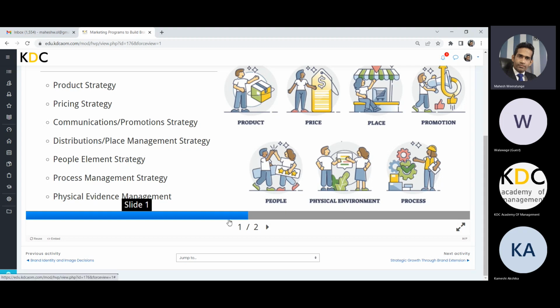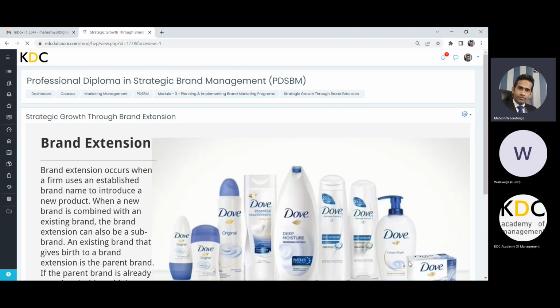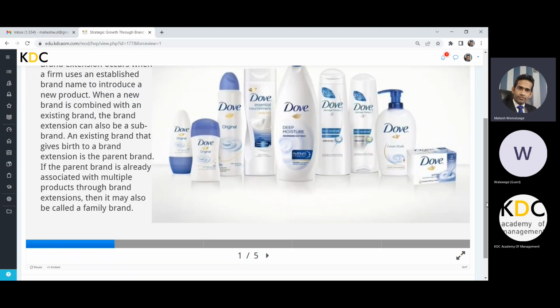So let's move on with that for the brand extension and stretching. We need to look at this a little. This of course is one of the areas.